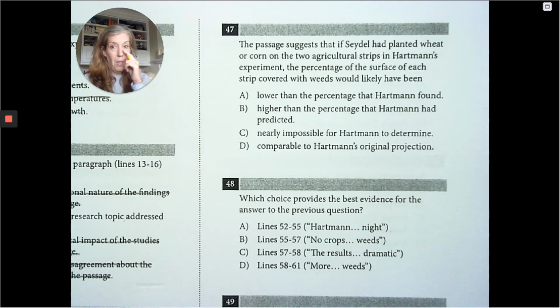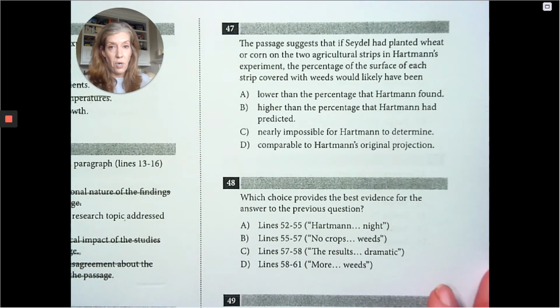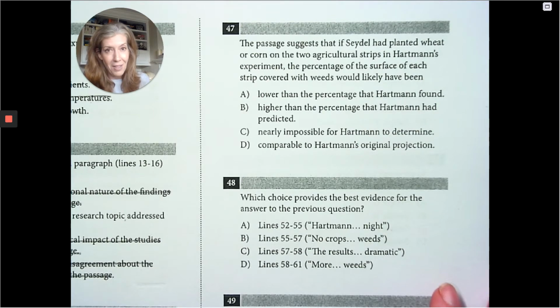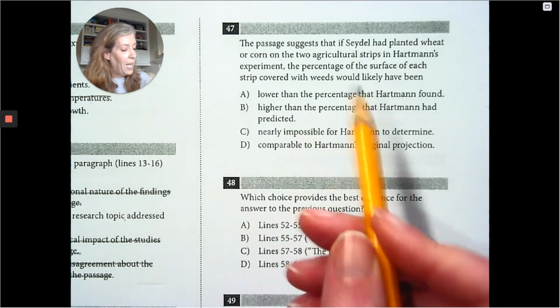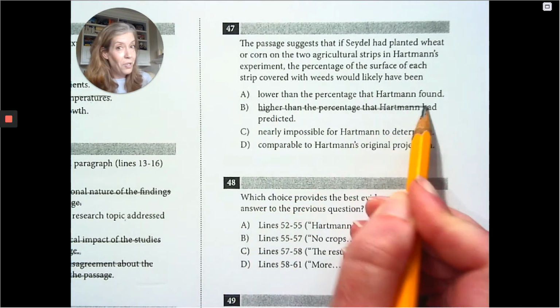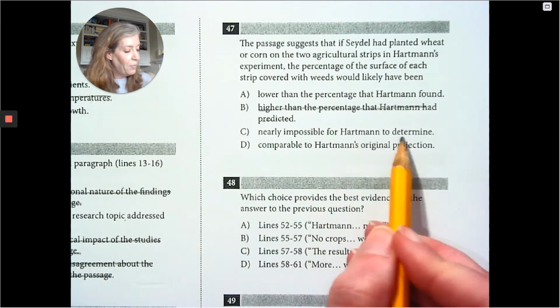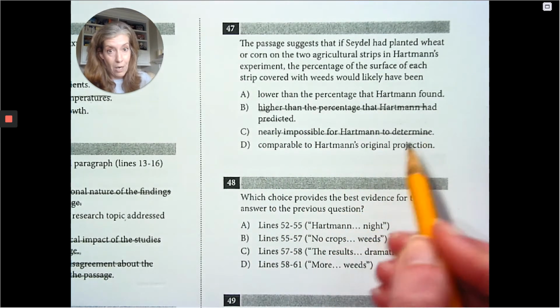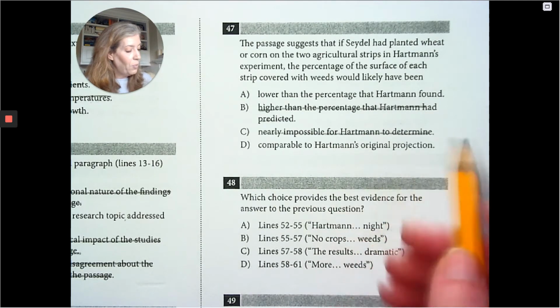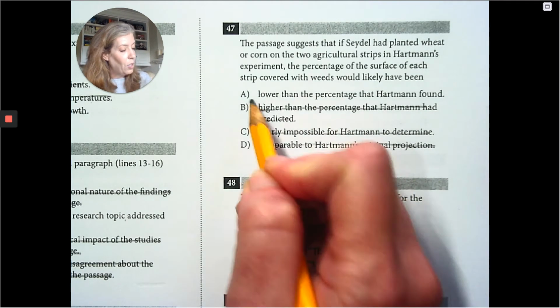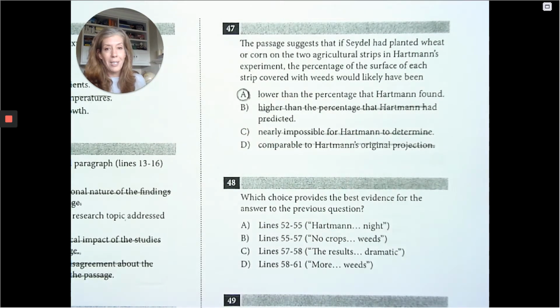So if they had planted wheat or corn, the percentage of the surface of each strip covered with weeds would likely have been lower than the percentage, because if they had put wheat or corn in there, then there would have been less weeds because there's only so much surface area. So I do like that one. Higher than, no, there's only so much surface area. Nearly impossible? No, there would have been weeds there. Comparable to Hartman's original projection? There was no original projection because they were just doing an experiment.